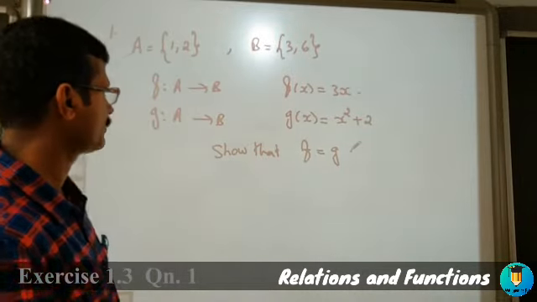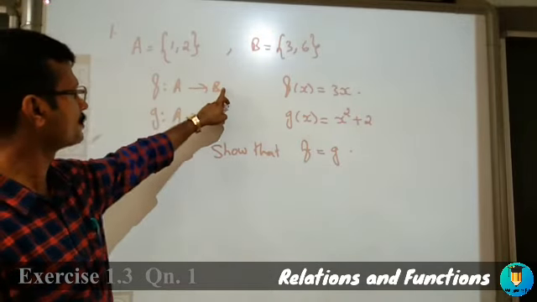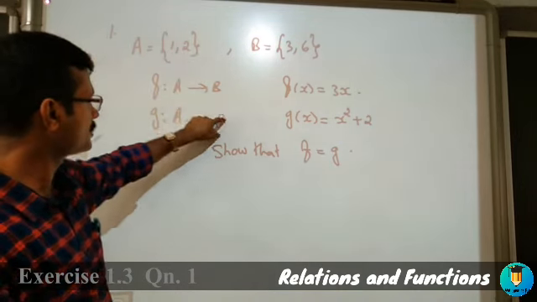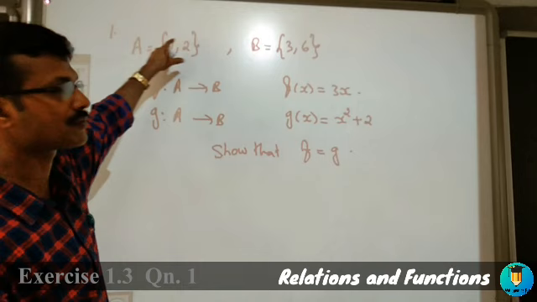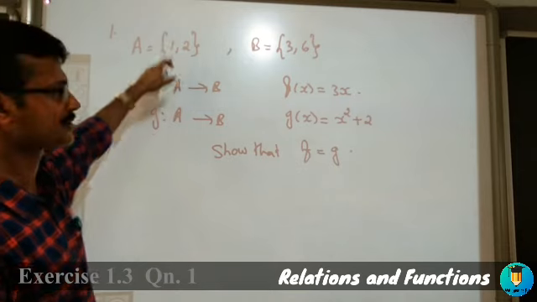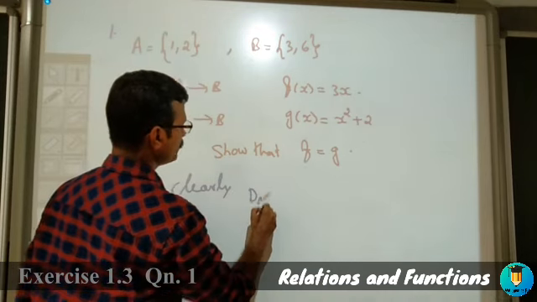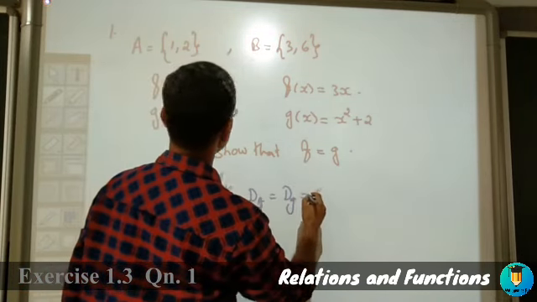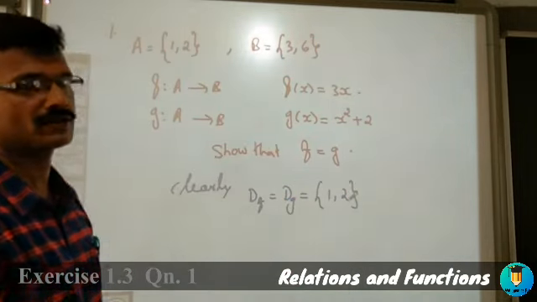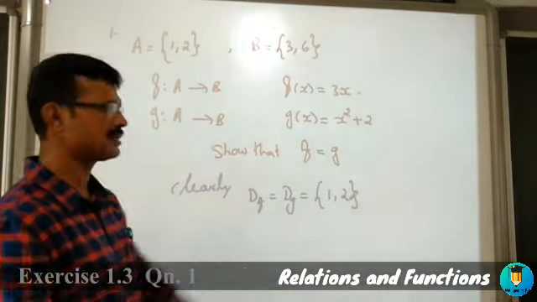First of all we will see whether the functions have the same domain or not. f is defined from A to B, so the domain of f is A, that is {1, 2}. And g is defined from A to B, so the domain of g is A, that is also {1, 2}. Naturally, the domain of f and the domain of g are the same. So domain of f is equal to domain of g, which is the set {1, 2}, and the first condition is satisfied.